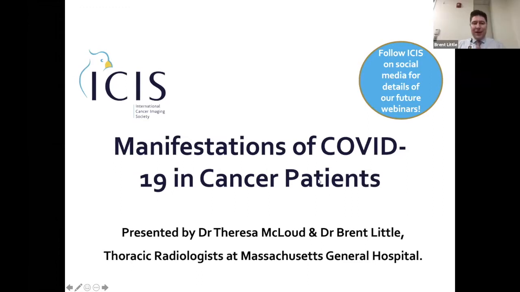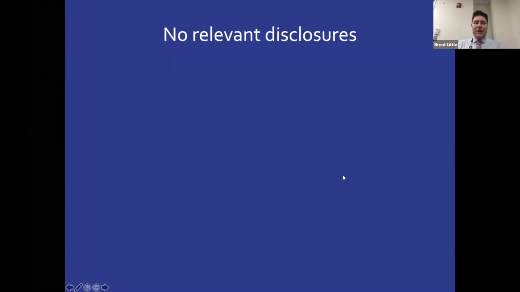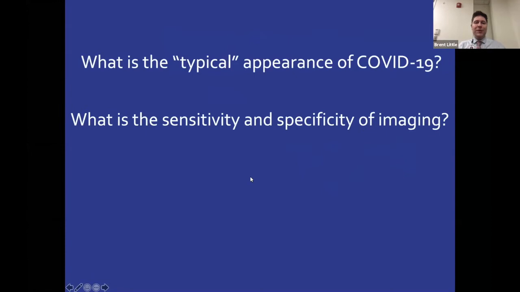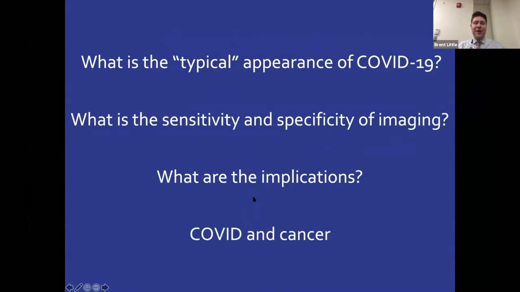Thank you so much. I am going to start by discussing the manifestations of COVID-19 for all patients. I just wanted to start by talking about the general appearances of COVID-19 for patients in general, because it's relevant for cancer patients. So we'll discuss the typical appearance of COVID-19, and then we'll talk about the sensitivity and specificity of the imaging findings, because that really puts things into context. And then we'll talk about some of the implications, and Dr. McLoud will go on to specifically talk about the implications for cancer patients.